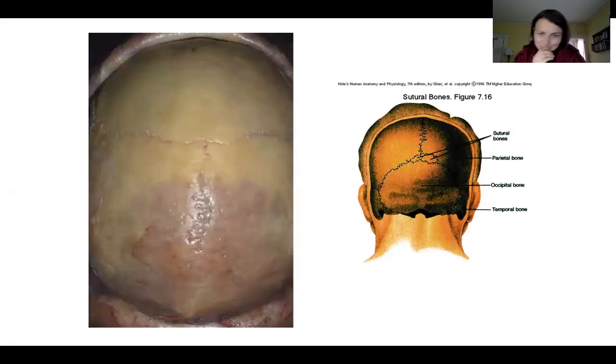So this is just a quick slide for sutures, and this is a mature adult cranium, okay, and you can see the sutures here, and just what's being illustrated is some irregular sutures, right, that we don't always see in normal growth and development.